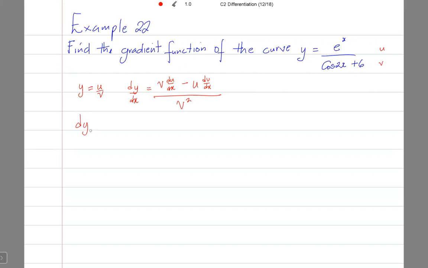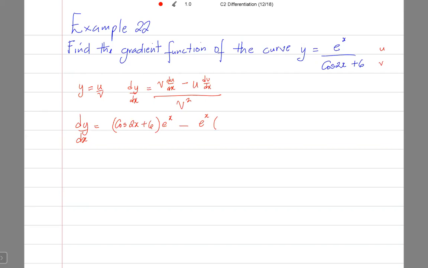So dy by dx would be equal to v, which is the cosine of 2x plus 6, that's v, multiplied by the differential of u, which is e to the x. When you differentiate e to the x, you're going to get back e to the x, minus u, which is e to the x, multiplied by the differential of v. Now, v is the denominator.